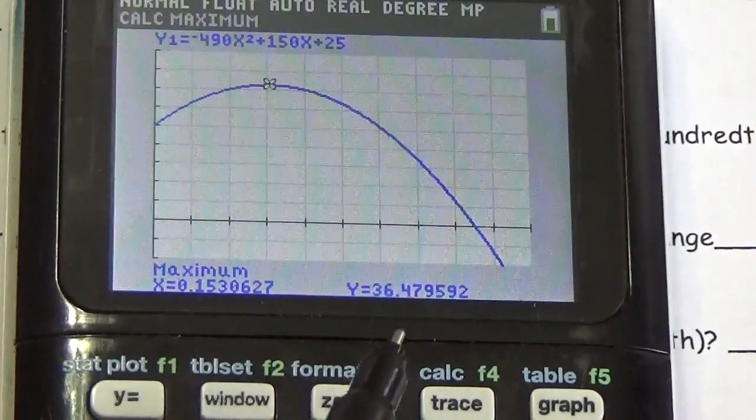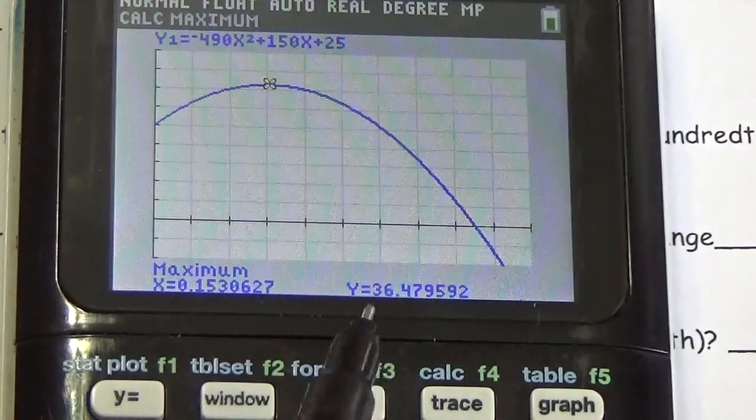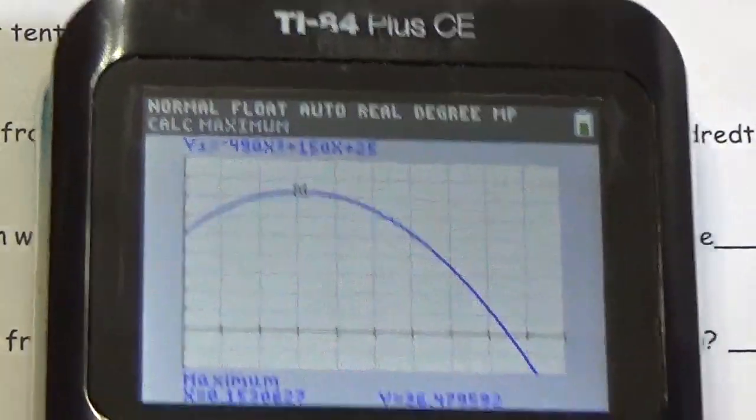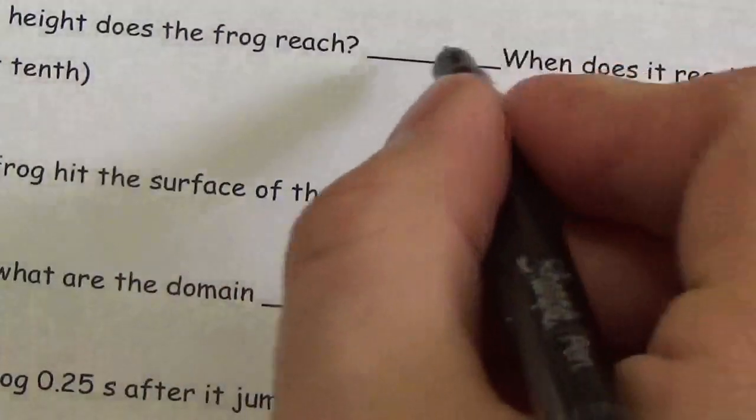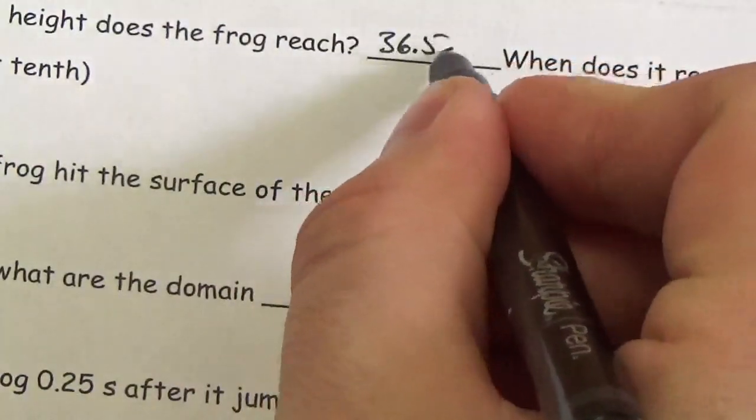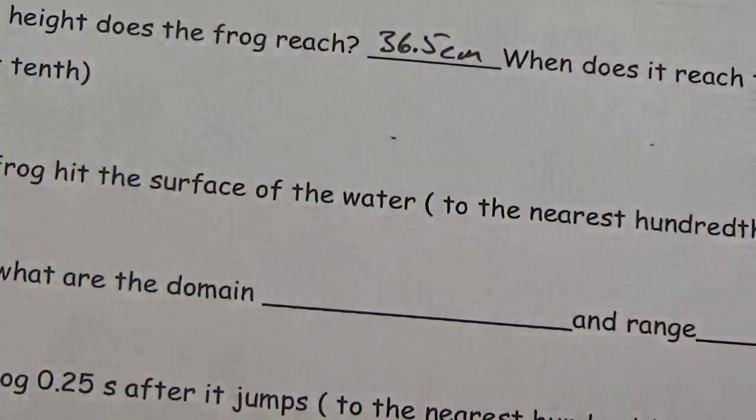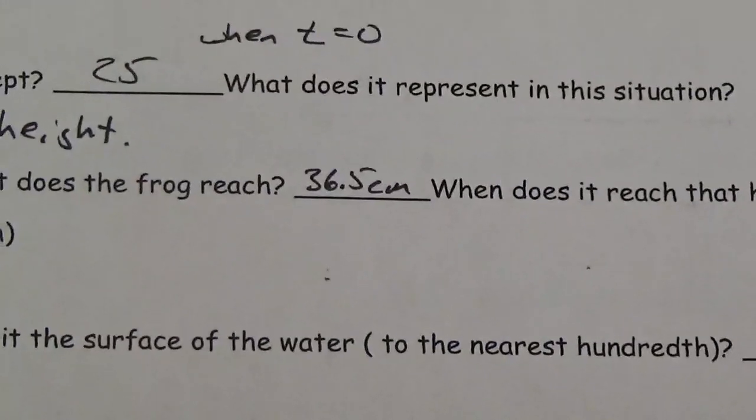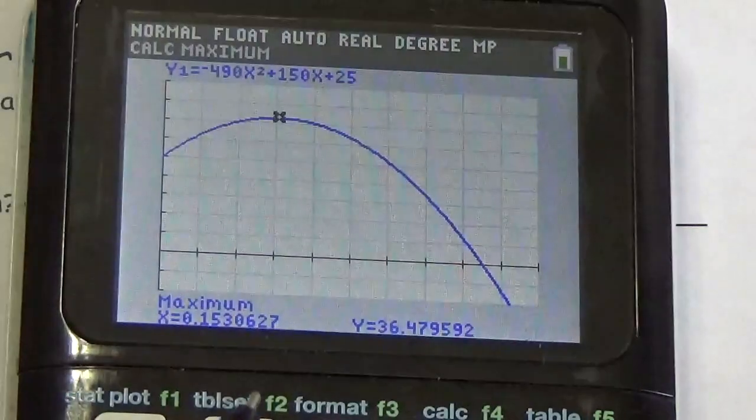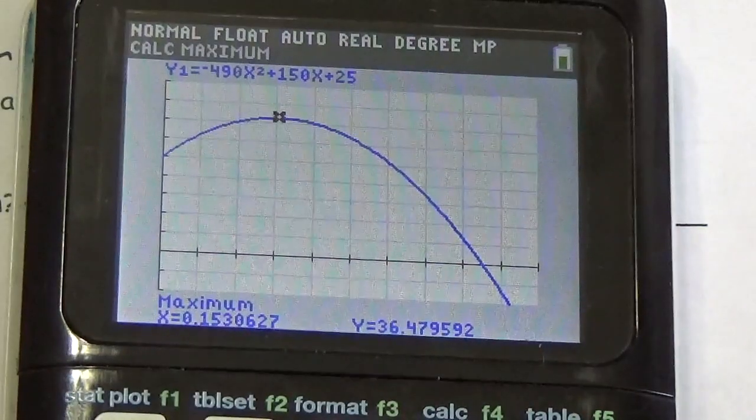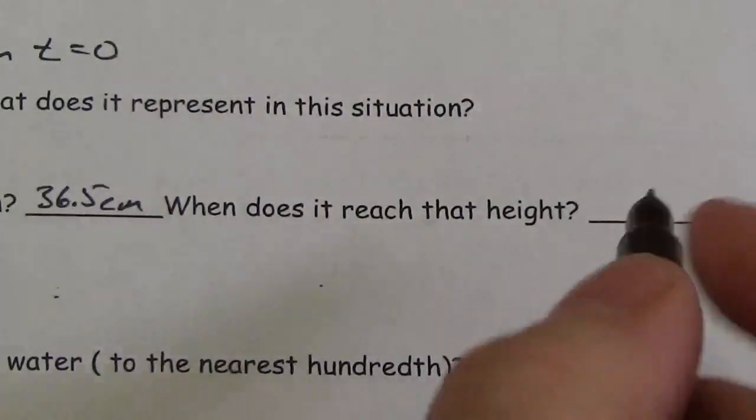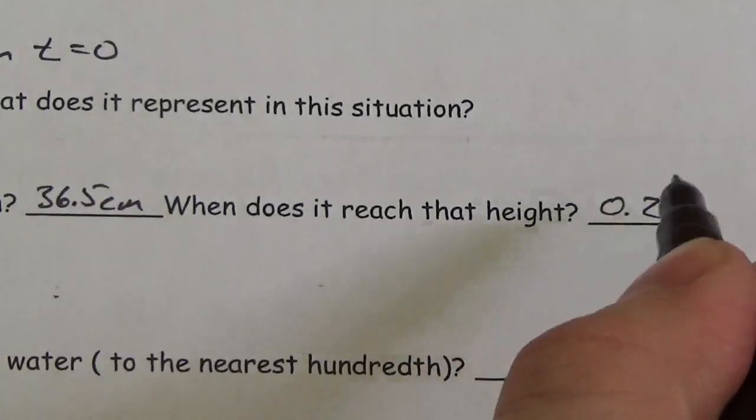My x coordinate, my y coordinate. Well, this is the maximum value that I'm getting here, which is to the nearest tenth 36.5. So this is 36.5 centimeters. And when does it reach that height? Whoops, sorry, you can't see that. 36.5 centimeters. When does it reach that height? What was the x coordinate? 0.2, roughly, seconds.